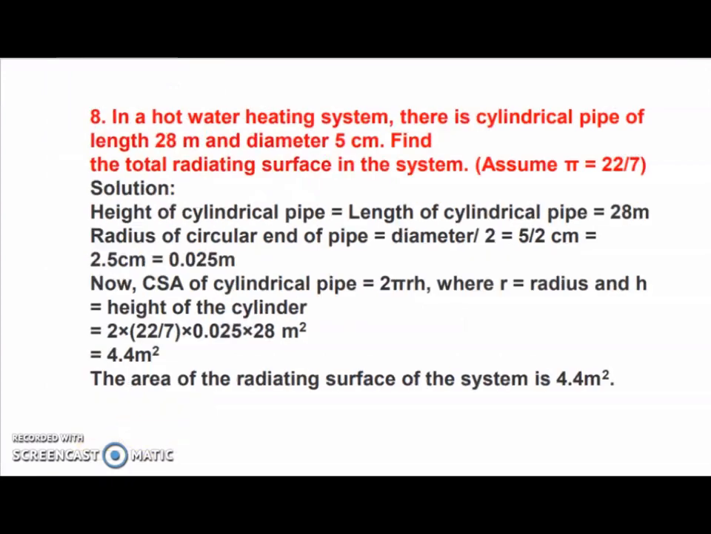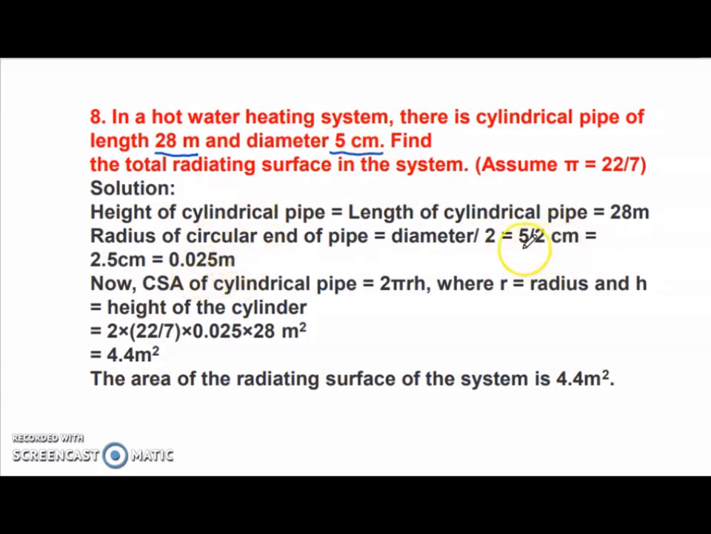That is the answer. In a hot water heating system, there is a cylindrical pipe of length 28 meter and diameter 5 centimeter. So this is the height and this is the diameter. With this you can find radius. Find the total radiating surface in the system. So here length of the cylindrical pipe is given and radius is given, but it is given in centimeter. So you have to convert it into meters.